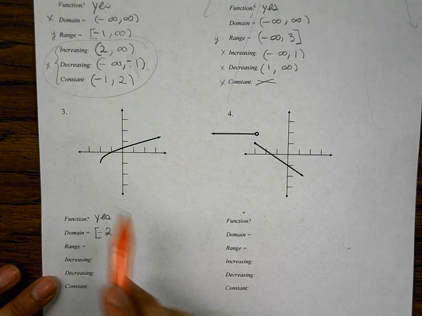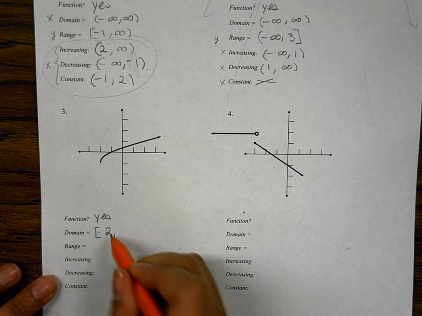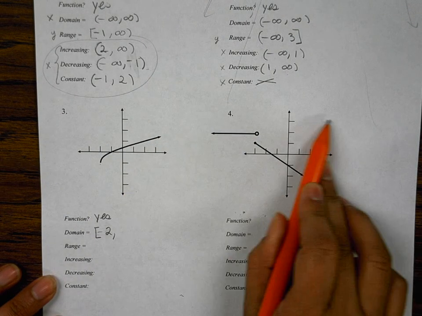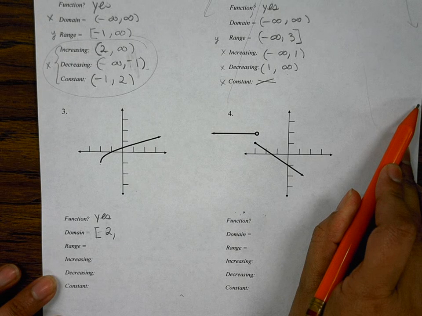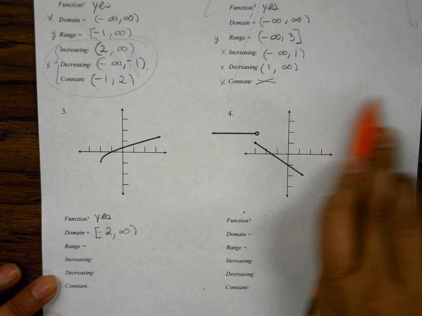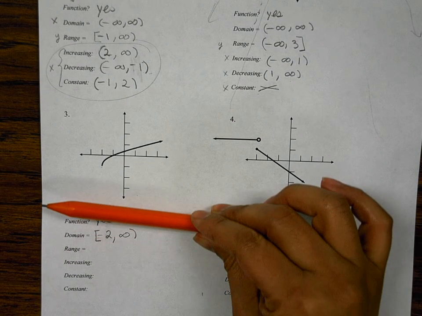I almost put infinity. It starts at negative 2 with a bracket because there's no open circle there. If there were, I'd put parentheses. Comma, and when I go off to the right, because of that arrow, it's going off forever. So it's going off to infinity. The domain is negative 2 to infinity.